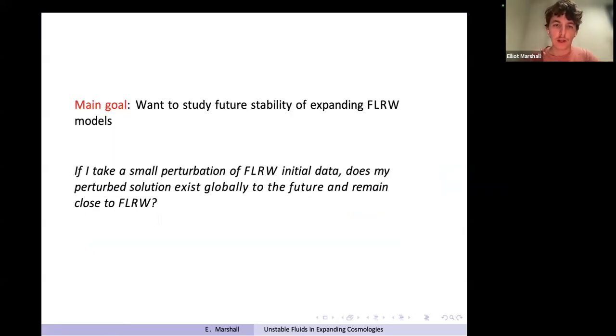Okay, so we're looking at the Einstein-Euler system, and really the main goal of my research and the main goal of this talk, hopefully, is to study the future stability of expanding FLRW models. So ultimately, I'm interested in asking this question. If I take a small perturbation of FLRW initial data, does my perturbed solution exist globally to the future and remain close in some appropriate sense to FLRW? Now, in this talk, I'm of course looking at cases where we don't remain close to FLRW because I'm interested in instability.